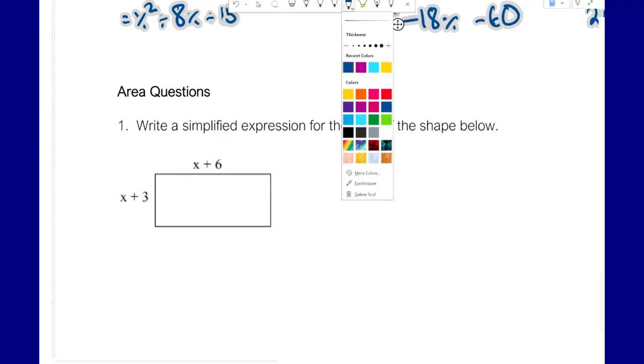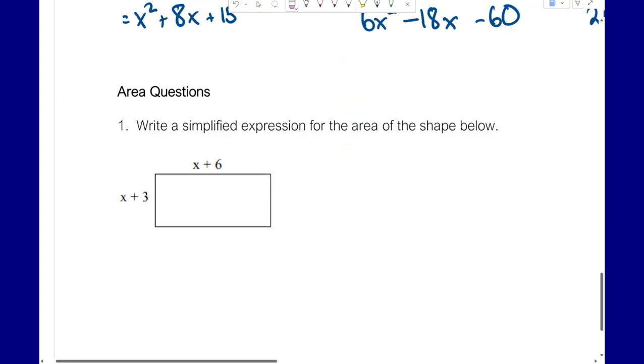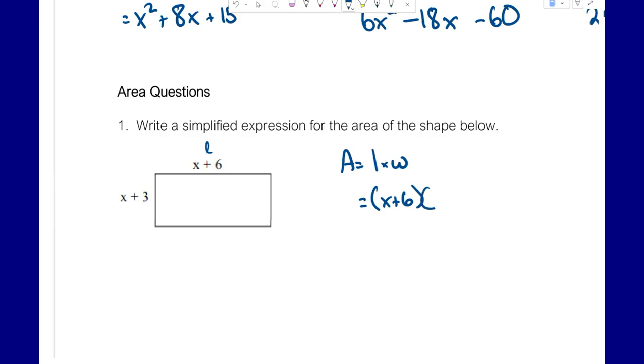Lastly, with expanding binomials, we can apply this sometimes to area questions. So if I wanted to write a simplified expression for the area of the shape below, which is a rectangle, I need to think about what my area formula is. Well, the area of a rectangle is length times width. And now here I don't have actual numbers for the length and the width, but I do have representations. So instead of length, we could say it's x plus 6. And instead of width, we can say it's x plus 3.